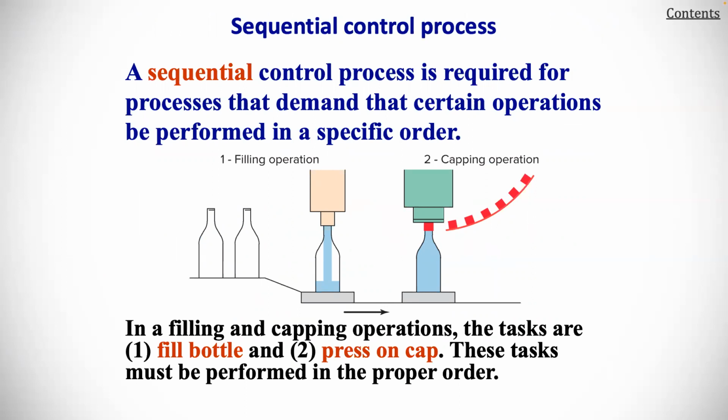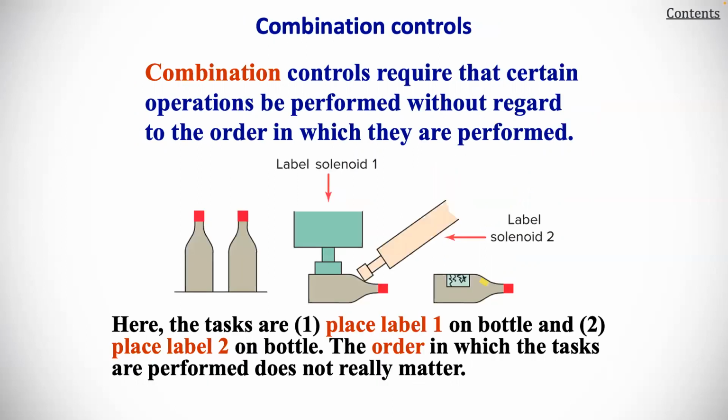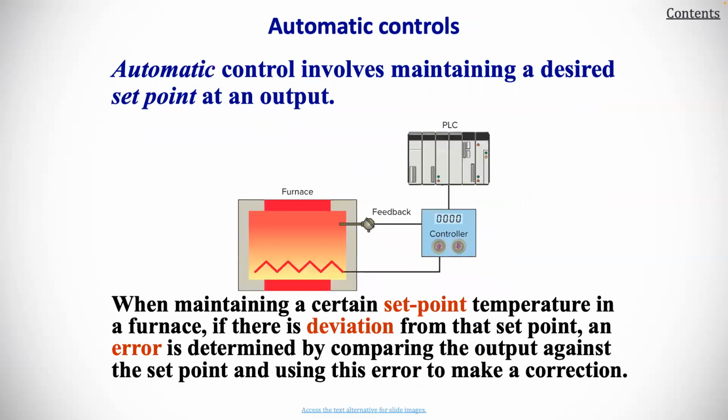In a filling and capping operation, the tasks are fill the bottle and then press on cap. These tasks must be performed in the proper order, as you can imagine. Combination controls require that certain operations be performed without regard to the order in which they are performed. Here are the tasks: place label 1, place label 2 on the bottle. The order in which the tasks are performed does not really matter.